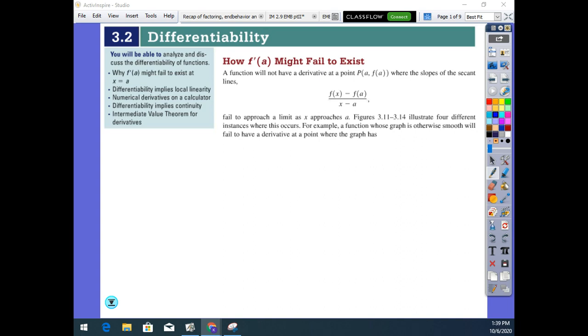Okay, 3.2 is all about differentiability. This is kind of like continuity. Now we're talking about differentiability. So don't be freaked out. This isn't a bad thing.